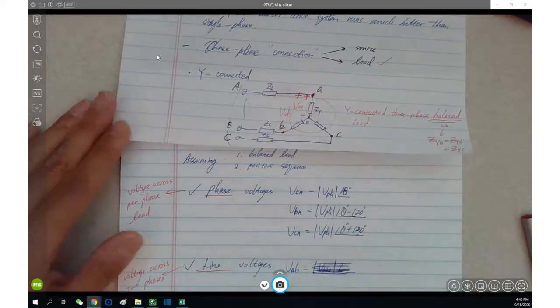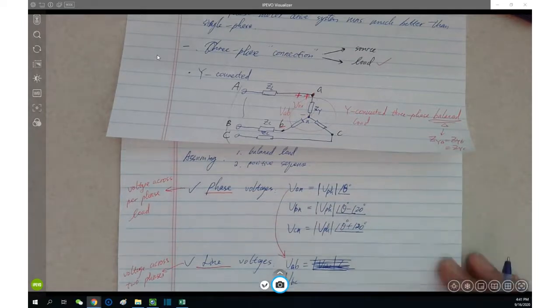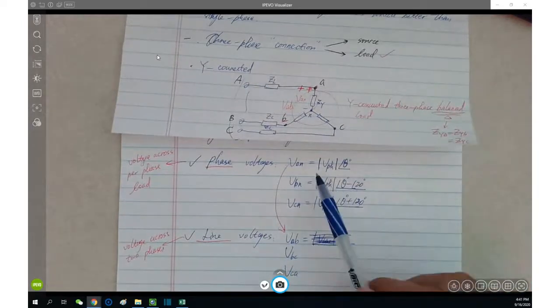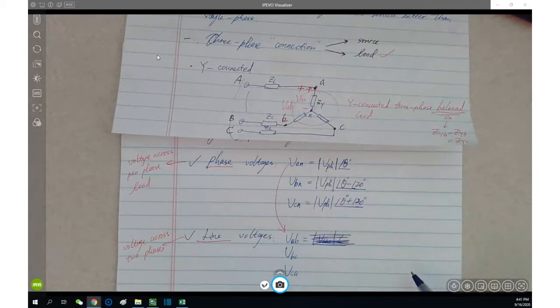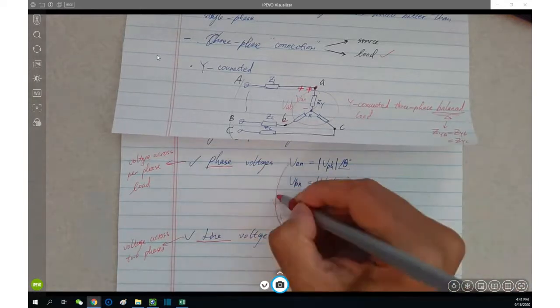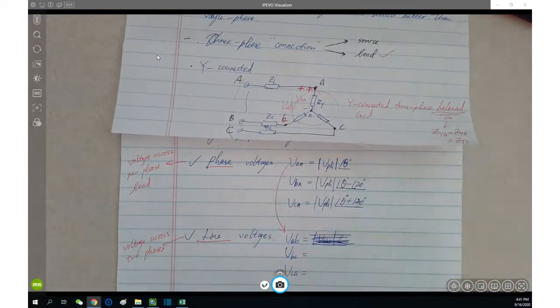Let's just talk about the relationship. What matters now, after knowing who the phase voltages and the line voltages are, is, with the phase voltage value known, how to derive the line voltage. VAN, VBN, VCN, we know. Correspondingly, VAB, VBC, VCA, what are they? Here's the relationship. I think you also learned this, which is line voltage, again, for Y connected.